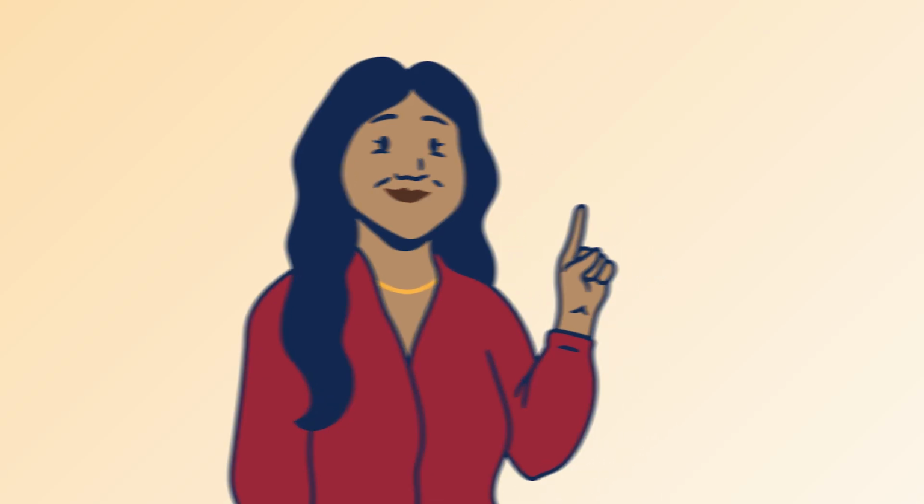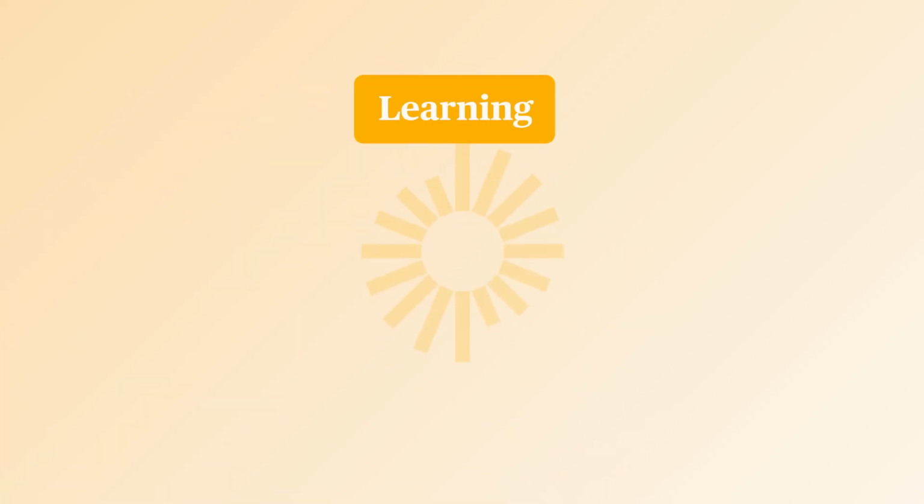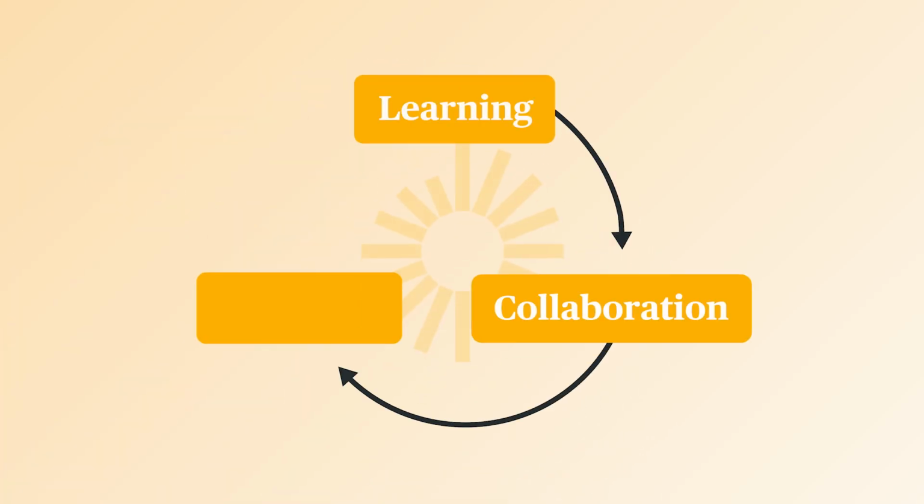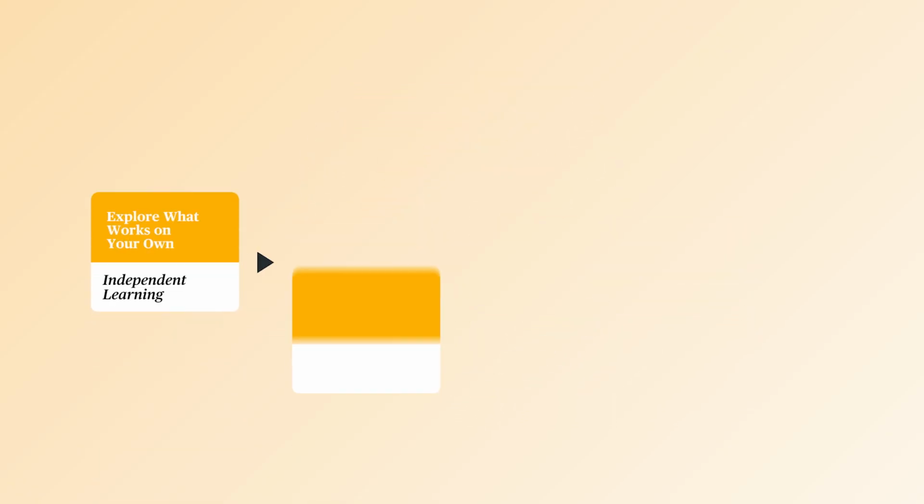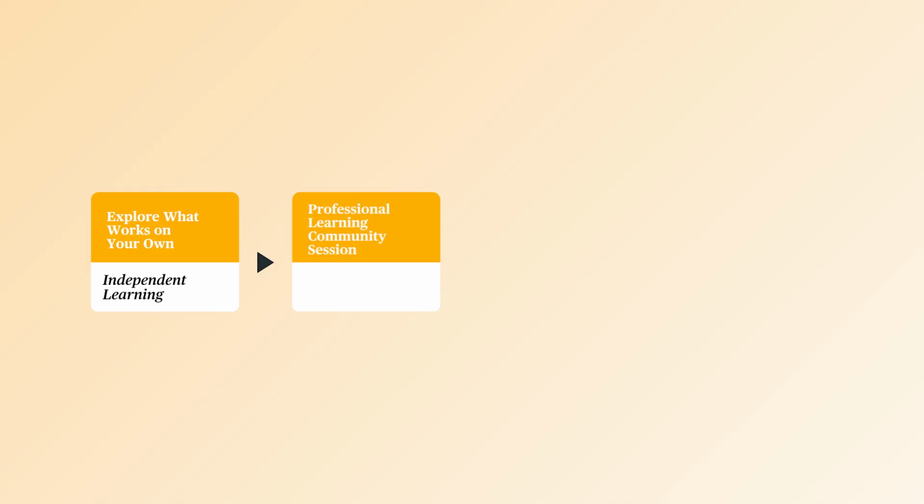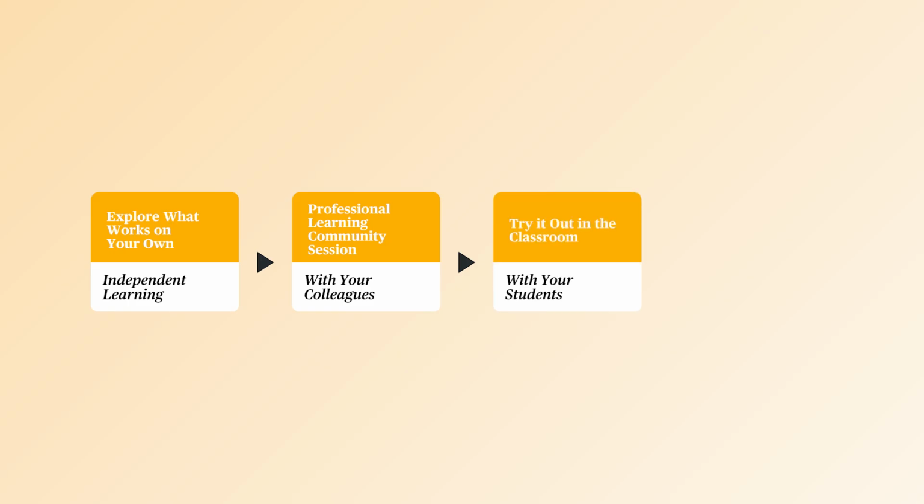As teachers move through the toolkit, they'll engage in a simple cycle of learning, collaboration, and classroom practice. First, they'll explore what works through independent learning. Next, they'll come together in a professional learning community, or PLC session, to reflect and plan with colleagues. Then, they'll try it out in their classrooms, applying the strategies with students. Finally, they'll return to the PLC to discuss how it went, share lessons learned, and plan next steps together.